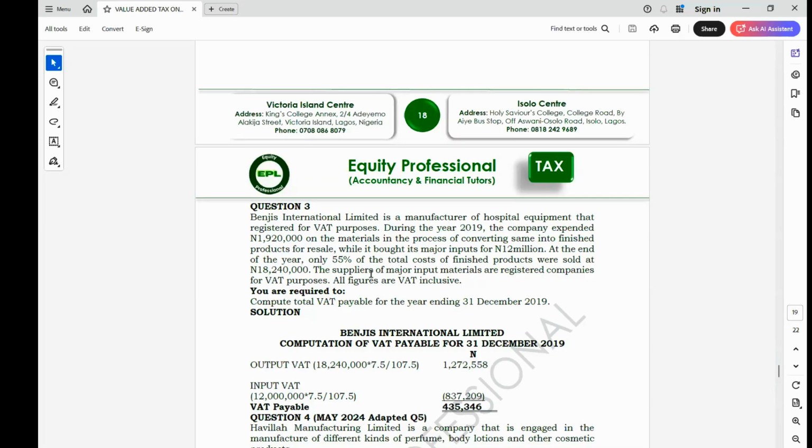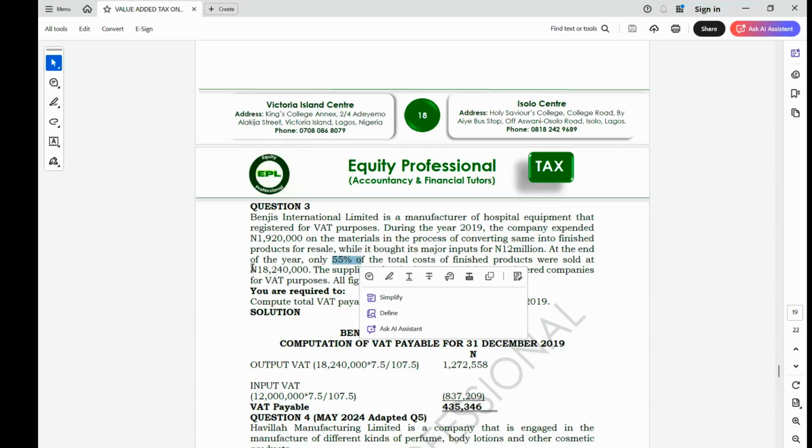So, we are going to compute your output VAT and your input VAT. Our output VAT is our VAT on sales. We are told that at the end of the year, only 55% of total cost of finished product were sold at 18,240. Please, this percentage listed here is just to cause confusion. The fact that they sold 55%, how much did we generate as sales?